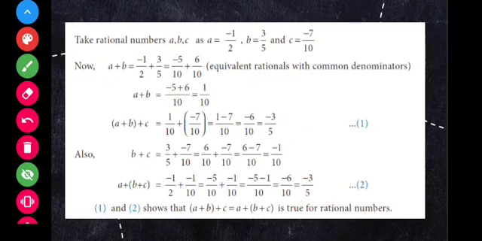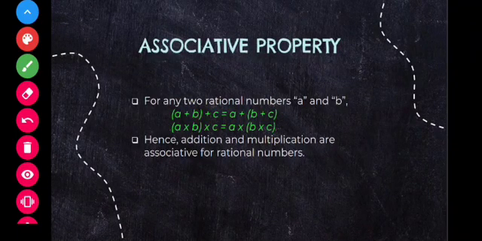Okay, so I'm getting back to the equation again. A plus b whole plus c is equal to a plus whole of b plus c. Okay, in the first time you are putting brackets for a plus b, and the next time you are putting brackets for b plus c. Okay, so this is for addition.